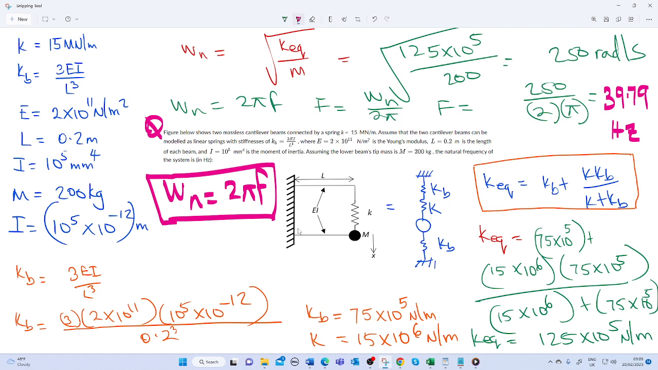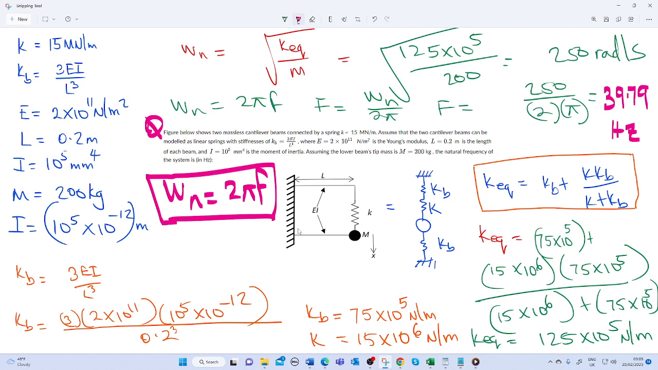meter squared, and the length of the beam equals 0.2 meter, and I, the moment of inertia, equals 10 raised to the power 5 millimeter raised to the power 4. Assume the lower beam tip mass is 200 kilogram. Calculate the natural frequency of the system.